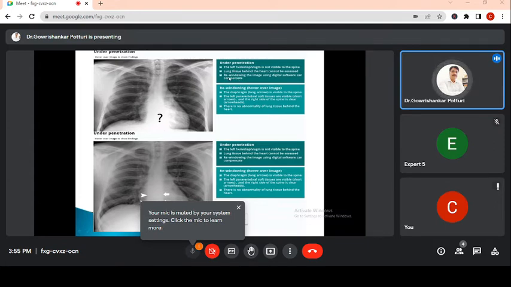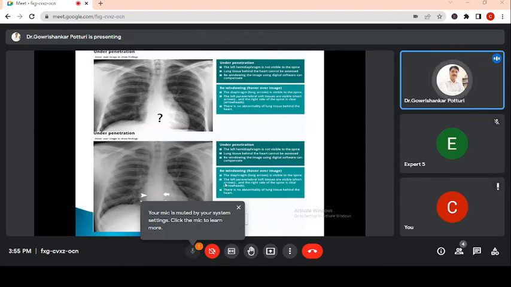This is under penetration. The left hemidiaphragm is not visible. See, the right hemidiaphragm is visible, the left side is not visible. If you get an X-ray like this, it is under penetration. Lung tissue behind the heart cannot be seen. Re-windowing the image using digital software can compensate.